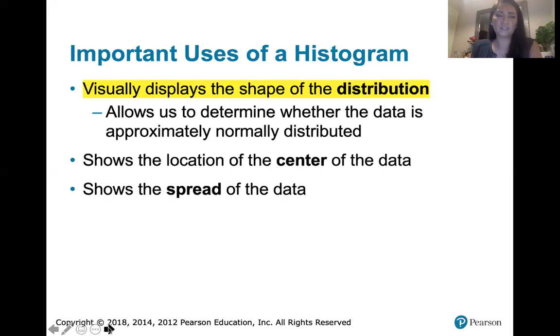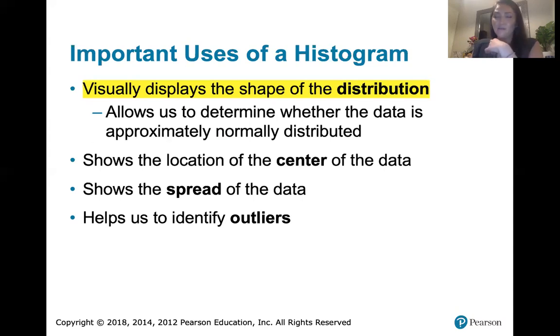It also shows the spread of the data. Are the data concentrated in a certain area or in a certain class, or are they spread out more or spread out less? We can see that when we look at a histogram. And it also allows us to identify any outliers. If there are any data points that are in classes by themselves or with very few others, far away from all the other data, we'll see that in the histogram.